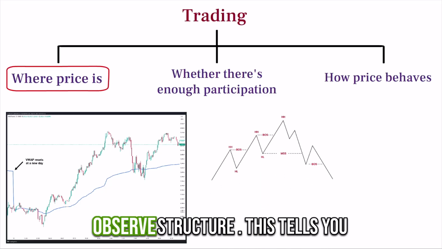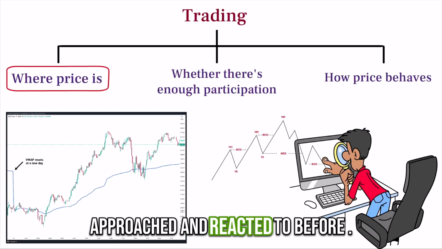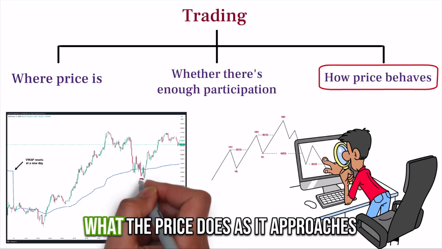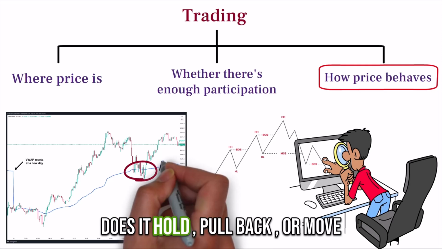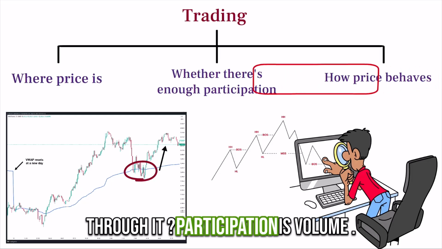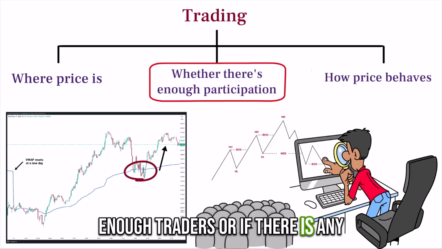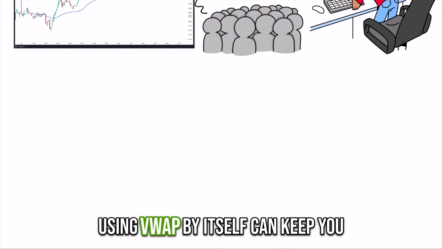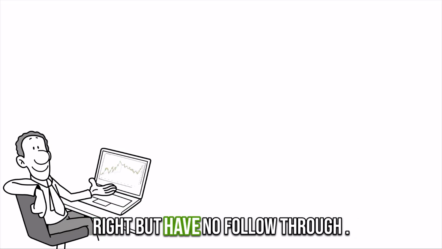We still need to observe structure. This tells you the levels at which price has approached and reacted to before. We also have to observe behavior, or what the price does as it approaches VWAP. Does it hold, pull back, or move through it? Participation is volume. We need to know whether there are enough traders or if there is any real commitment behind the move. Using VWAP by itself can keep you getting pulled into trades that look right but have no follow-through.